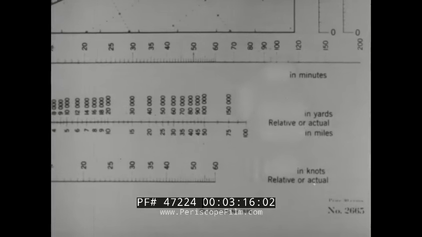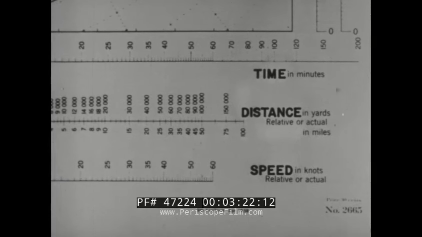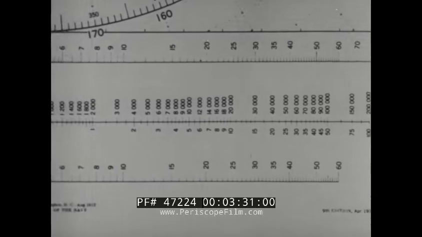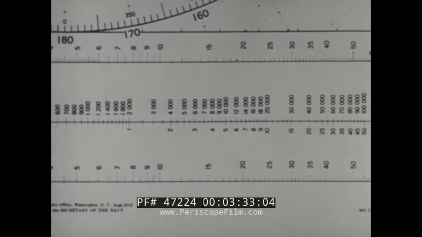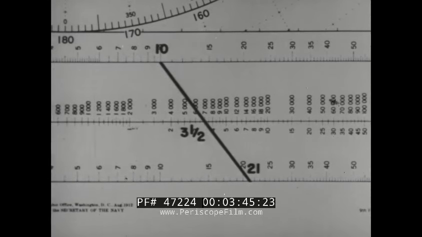Three calibrated lines at the bottom of the maneuvering board are marked for time, distance, and speed. Used together, they provide a rapid means for converting two known factors, time, distance, or speed, to the third factor. As an example, knowing the time interval between two bearings, 10 minutes, and the distance between the bearings, 3.5 miles, a straight line between these points on the scales will cross the third scale to give the desired answer, in this case, 21 knots.